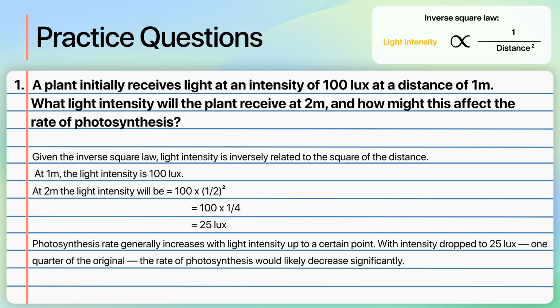Photosynthesis rate generally increases with light intensity up to a certain point. With intensity dropped to 25 lux, which is 1/4 of the original, the rate of photosynthesis would likely decrease significantly. In conclusion, at 2 meters, the plant receives 25 lux, and this lower intensity would cause a considerable decrease in the rate of photosynthesis.